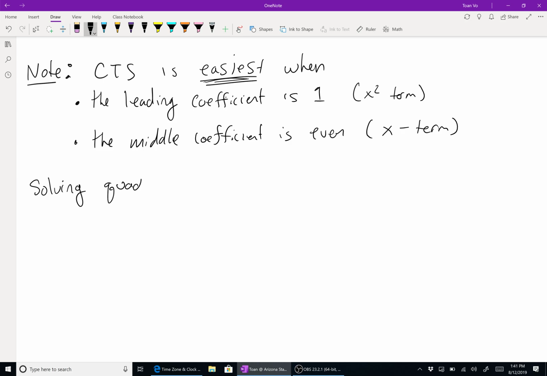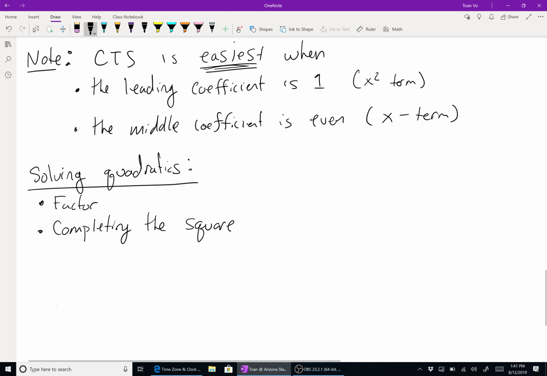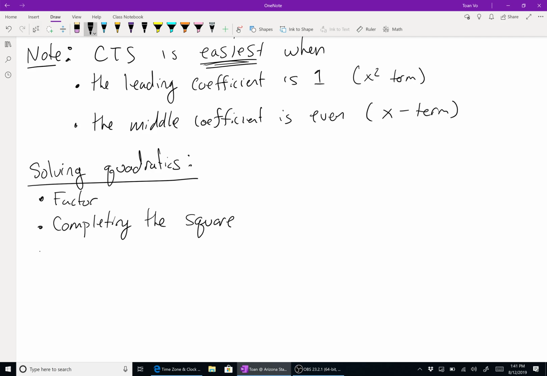Solving quadratics, assuming that you have more than one variable term. If you only have one variable term, you just go ahead and solve it directly. But solving quadratics, you're going to try to factor first. If factoring is not possible, completing the square, only if the above two bullet points are true. If any of those two above bullet points isn't true, use the quadratic formula.